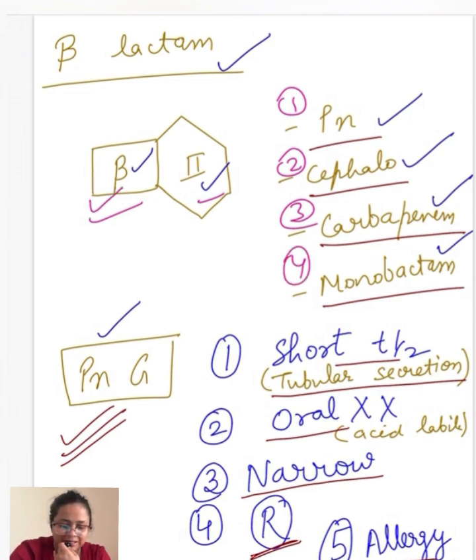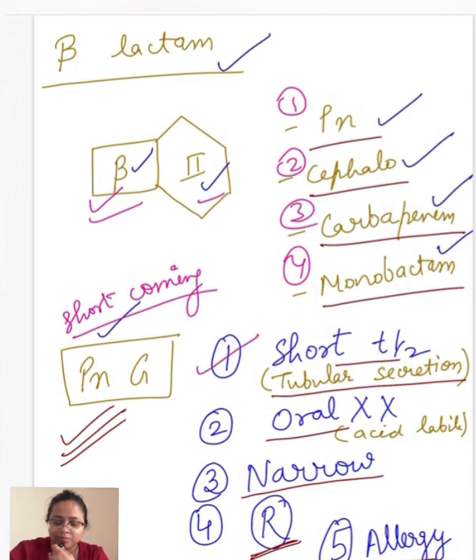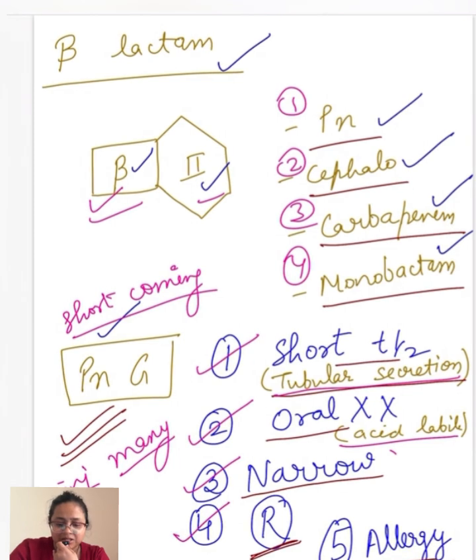In penicillin, we have penicillin G. Penicillin G has 5 shortcomings. It has a short half-life because it is secreted by the tubules. Orally it is acid labile, so it is not orally active. So we have to give an injection, and if we have to give injections over a short duration, it is not a very good drug. It has a narrow spectrum, so it is not active against the SHEEP CLUB group, and resistance is a problem, and allergy is also there.